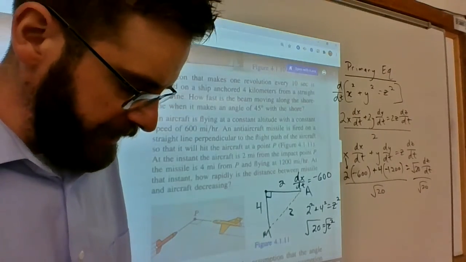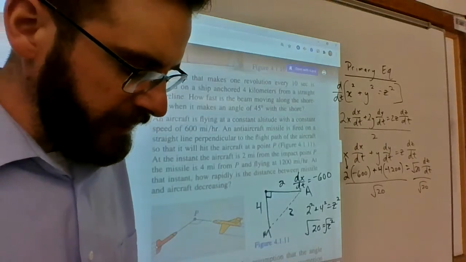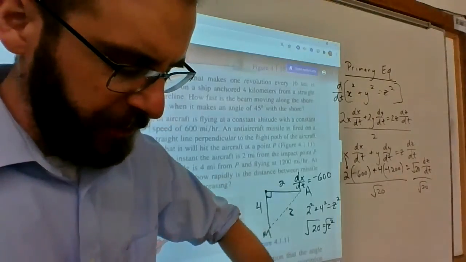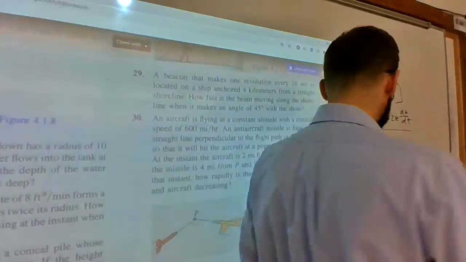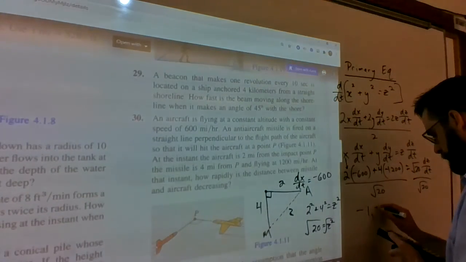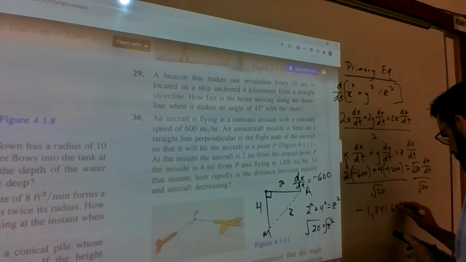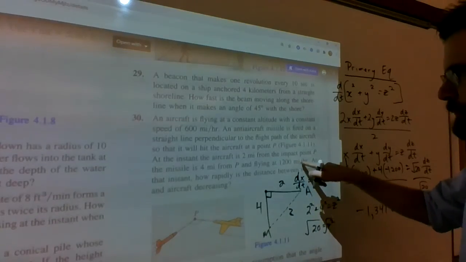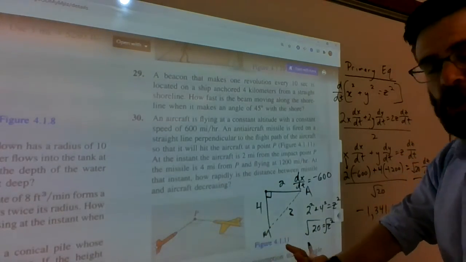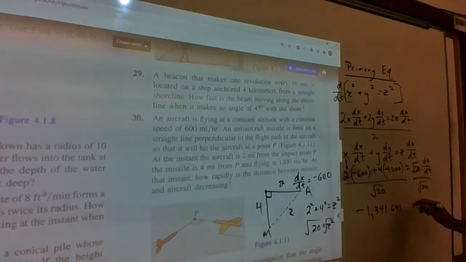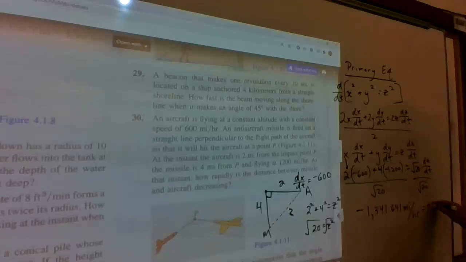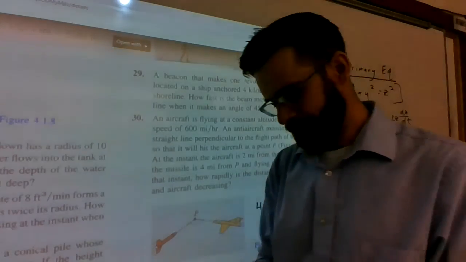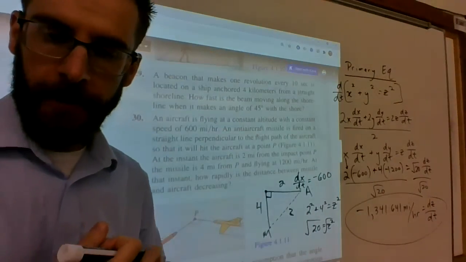So, the wonders of technology, I can just use the calculator. It's going to be negative 6,000 on top divided by root 20. If you just want a decimal approximation, it's negative 1,341.64. And at every point in here, it was miles per hour or miles, so there was no confusion with the units at all.